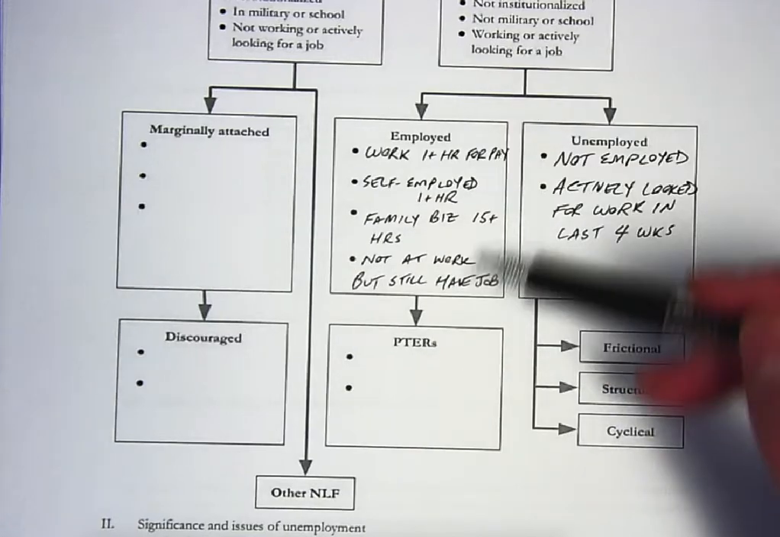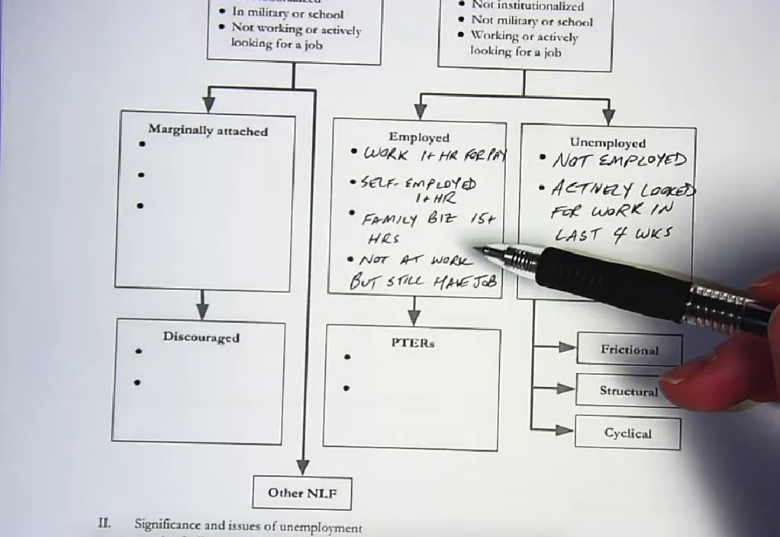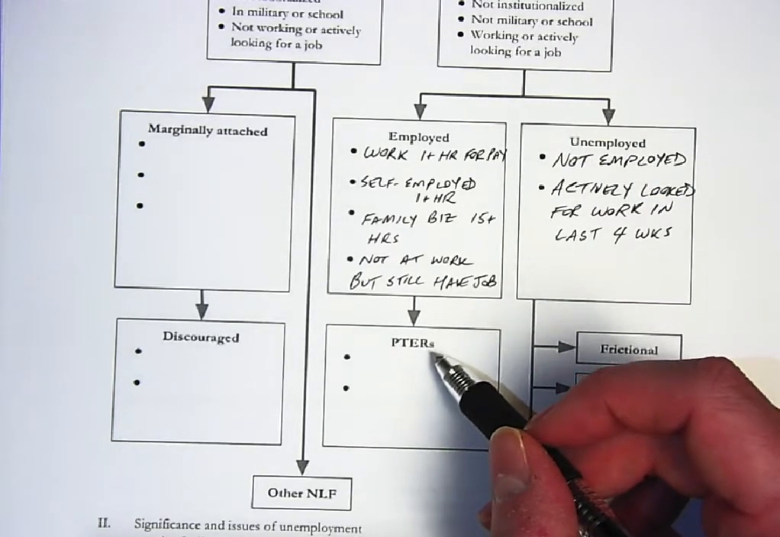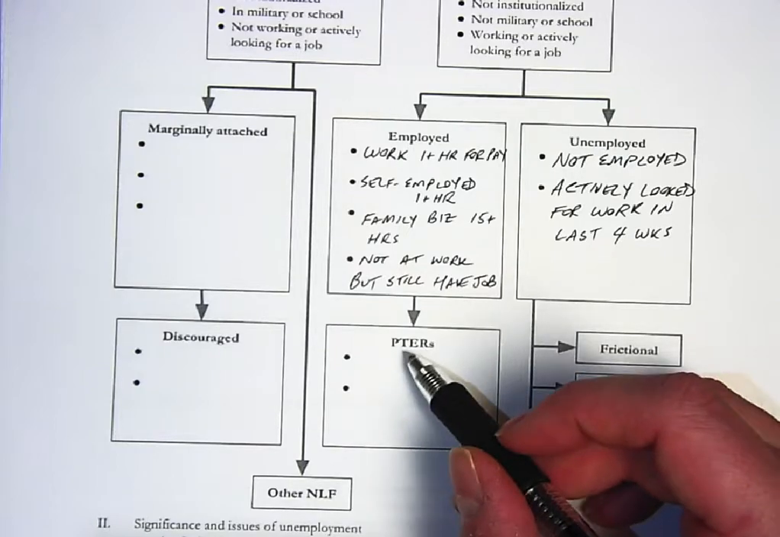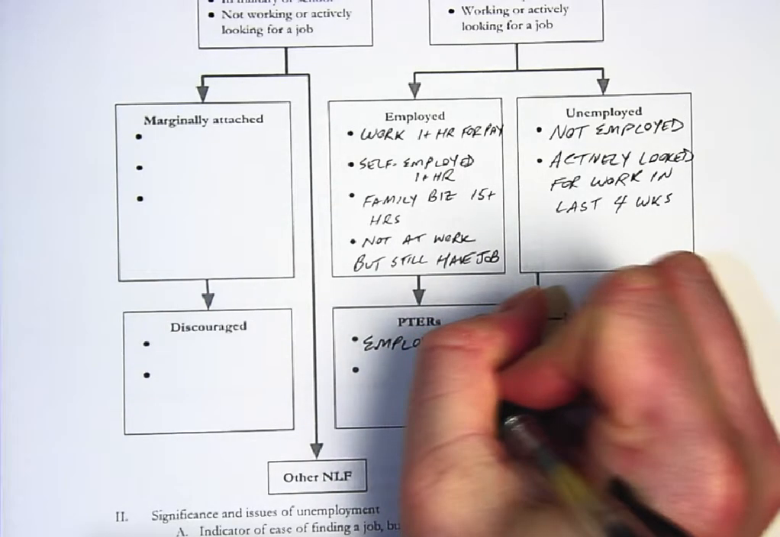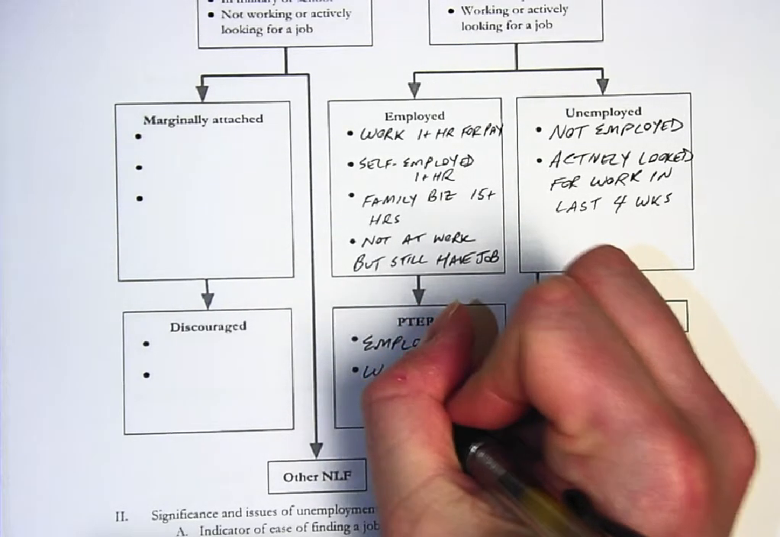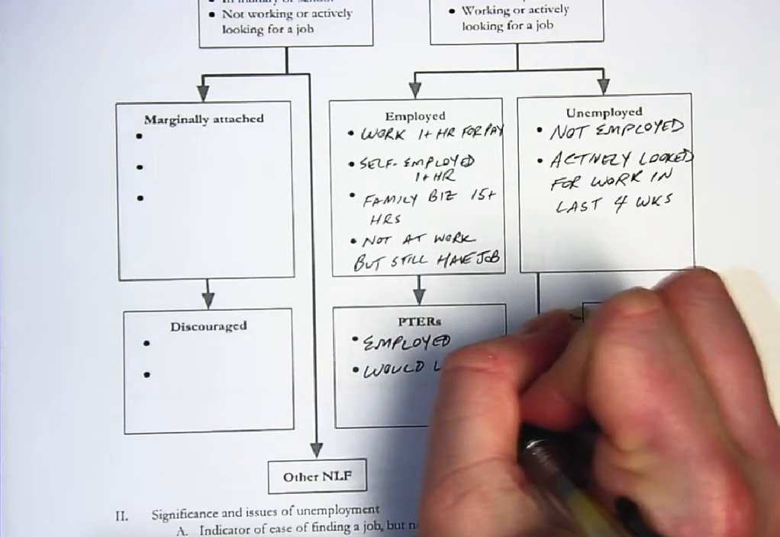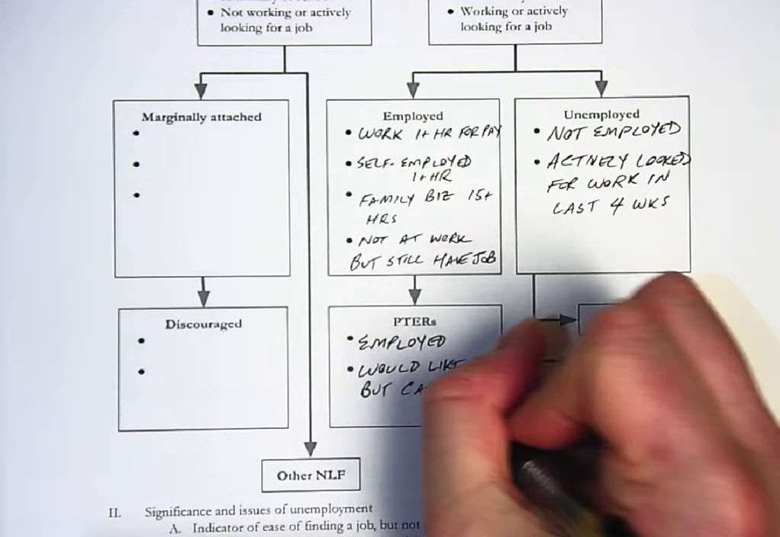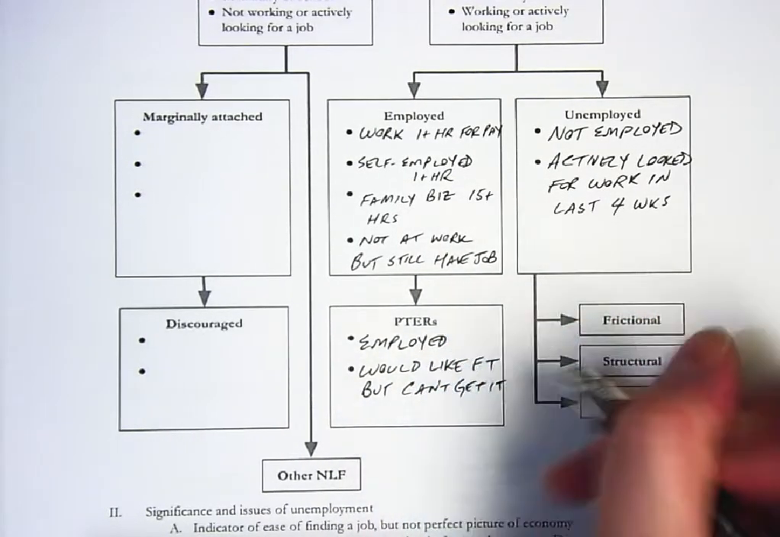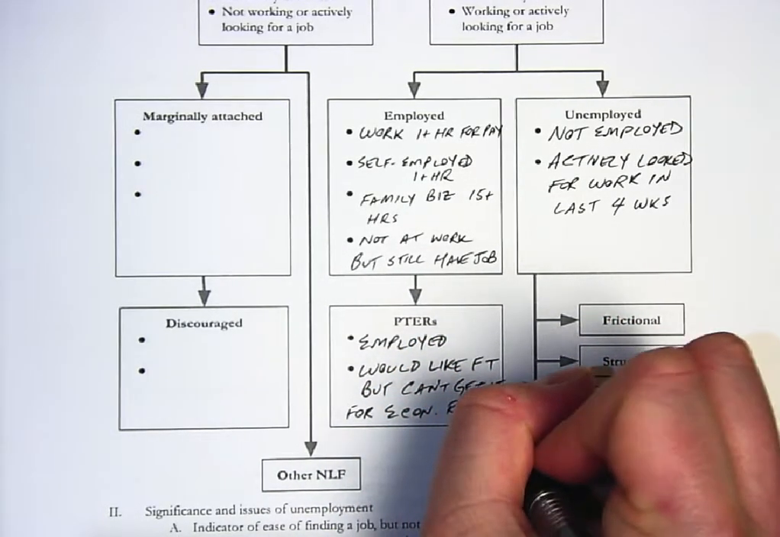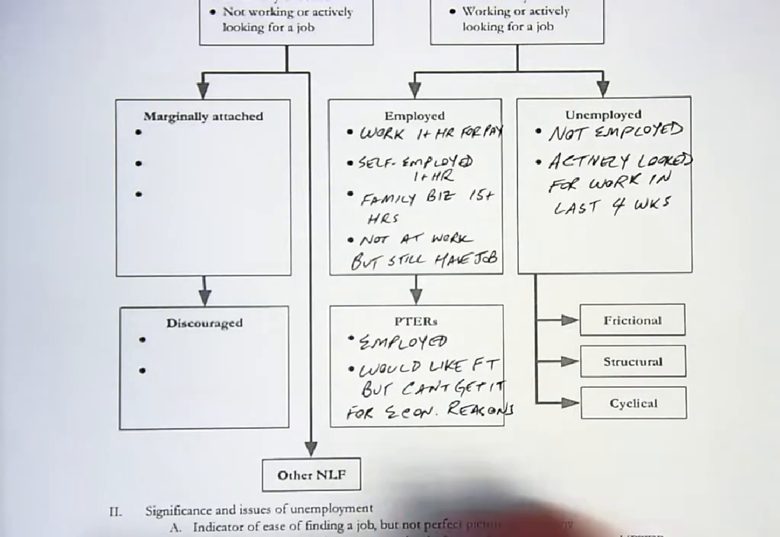Now, within this group, you could imagine there's a lot of people who are employed, but they're not doing that well. So we'd say there are these people called part-time for economic reasons, PTERs. Peters. These are employed people. That's the first thing to know. But they would like full-time work, but can't get it, and we'd say for economic reasons.